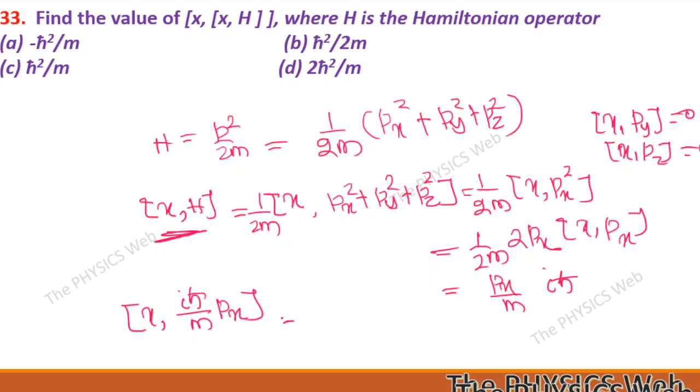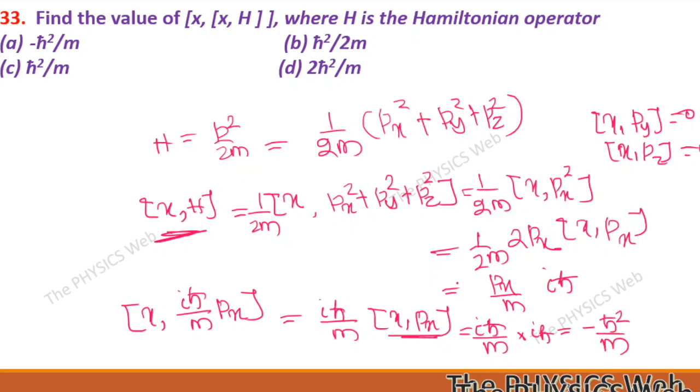Again, you can take the constant out of this commutator bracket. So iħ/m [x, px]. Again, the commutator of x and px is iħ. So iħ/m multiplied with iħ. So this will be equal to minus ħ²/m. Okay. So A is your correct option.